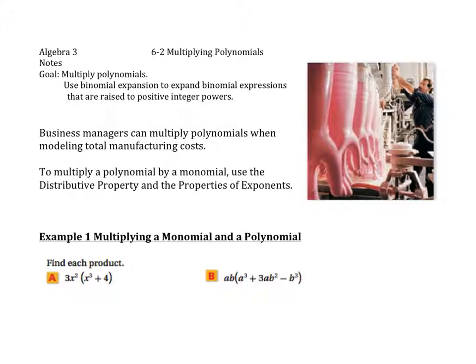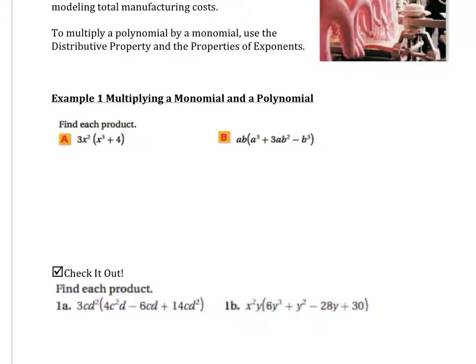6-2, we're going to be multiplying polynomials. In day 2 of this lesson, we're going to do some binomial expansions that are raised to positive integers. So to multiply a polynomial by a monomial, we're just going to use the distributive property and our properties of exponents. Remember, when you multiply, you add exponents.